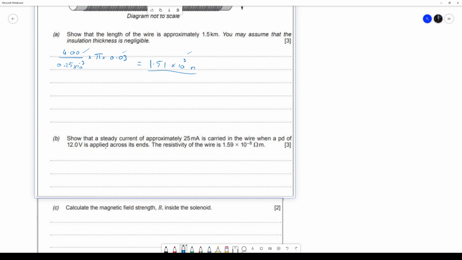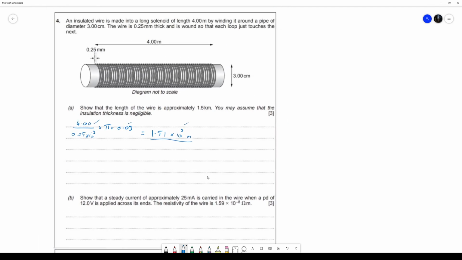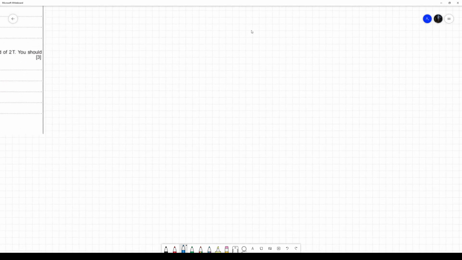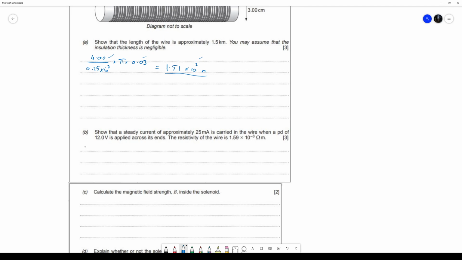Okay, then part B. The first thing we have to do is calculate the resistance of the wire, really, don't we? Oh my goodness, what happened there? Oh my gosh, it's gone completely barmy. So where am I? R equals rho L over A. That's the formula for resistance.